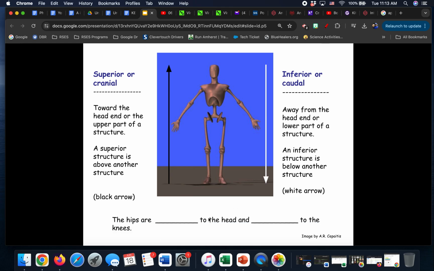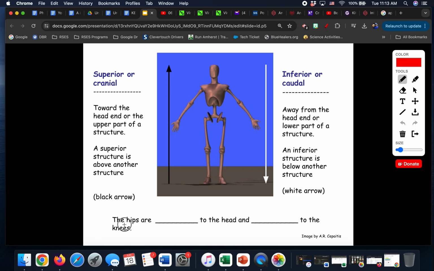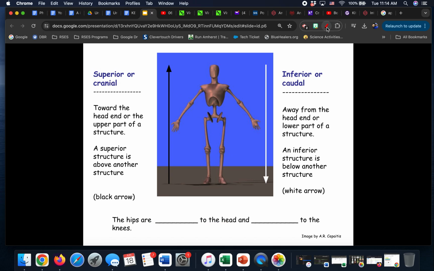Oops, I almost gave an answer here. Here's an example. It says the hips are blank to the head. Well, the hips would be here. The head is here. So since the hips are lower, they're considered inferior. And blank to the knees. Well, in comparison to the knees, the hips are up higher. The knees are down here, so the hips are taller or superior. So the hips are inferior compared to the head because they're lower, but they're superior to the knees because they're higher than the knees.